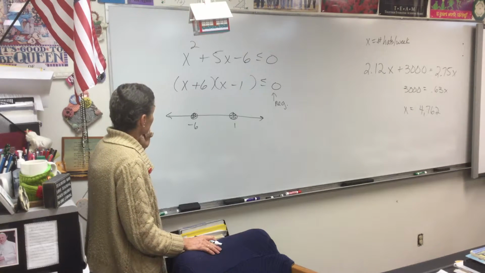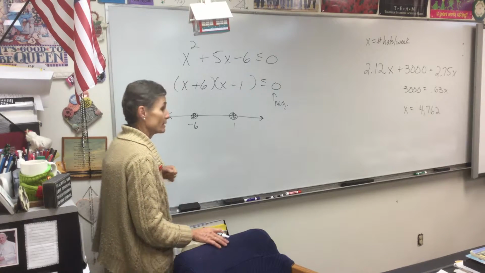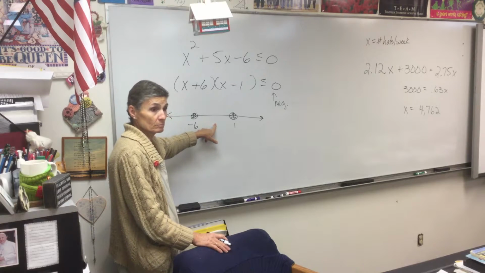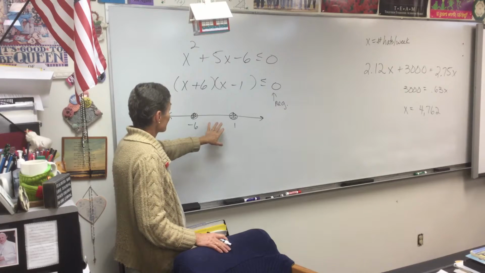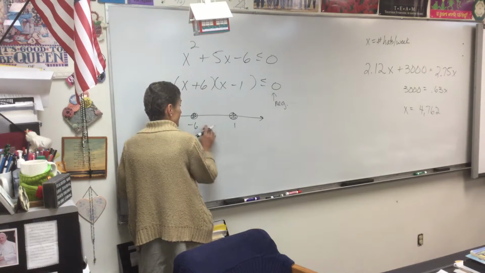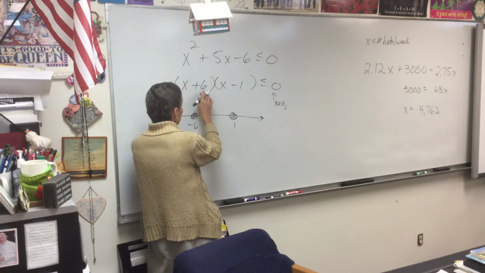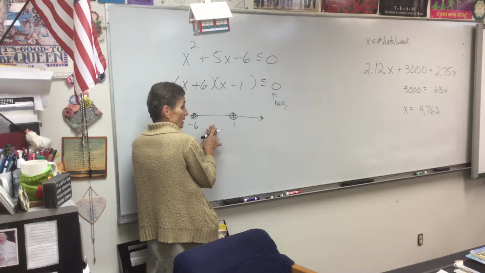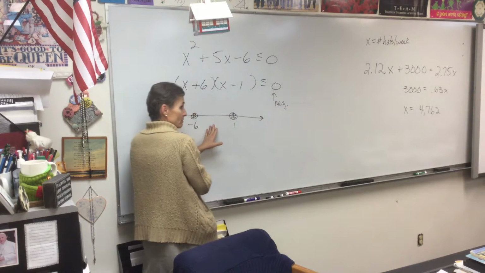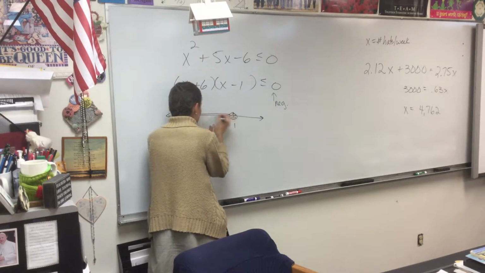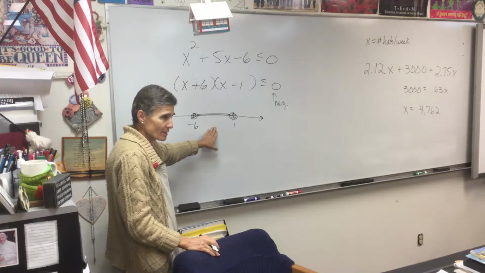So, what do you think I'm going to do? I'm going to plug in 0. Do I have to plug in 0? No, but I can. It's a good number to use. If I plug in 0, and 0's right in this space, I would get 6 times negative 1. Does that come out to be what I needed it to come out to be? Yes. So that section of the number line works. I think we talked about this. Yeah, we did.